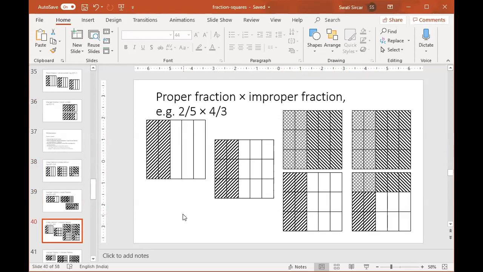This is proper times improper. So this is the starting point, then you split it, and you need 4 such. So you take all 3 and you need 1 more, and then you get the 4th. This is the final thing, and again you can see the spillover here.